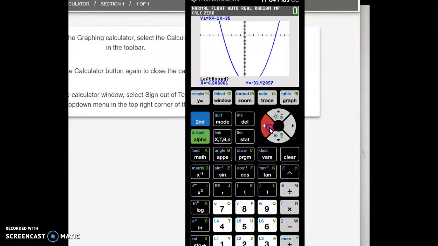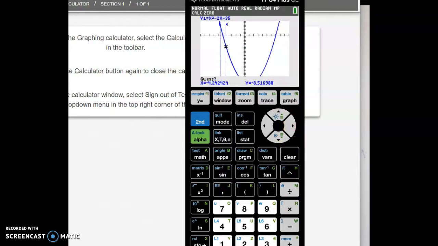So I'm going to move my cursor until I'm to the left of this 0. I don't have to be anywhere in particular as long as I'm past it. Then I hit enter. And then it says right bound, so I just need to go anywhere to the right of that 0.